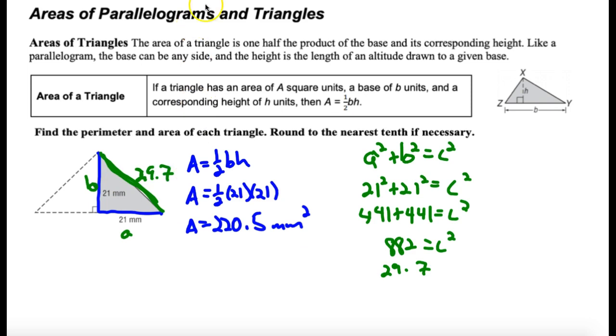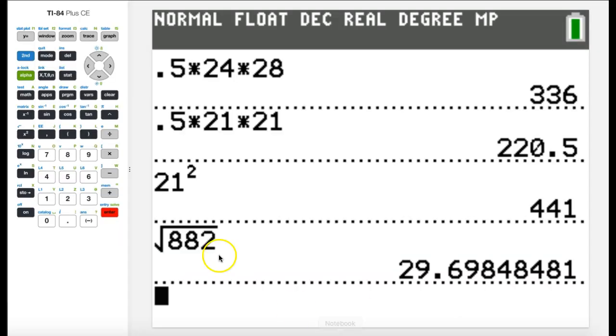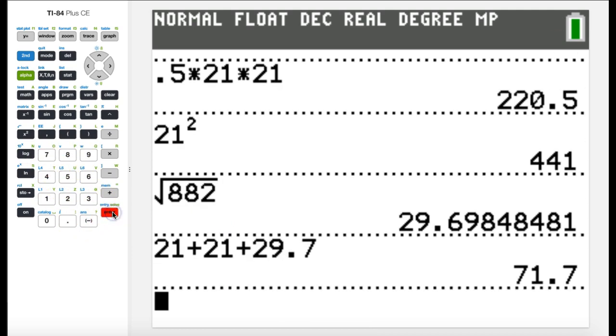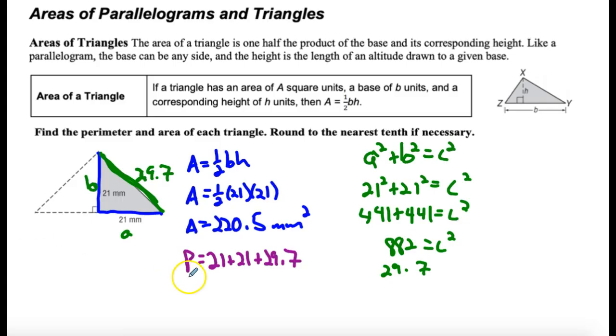To find the perimeter then, I just add all three sides together. So 21 plus 21 plus 29.7 gets me 71.7 for my perimeter. And that would just be millimeters. So on this one, we needed to find a missing piece of information. All right, let's do another example.